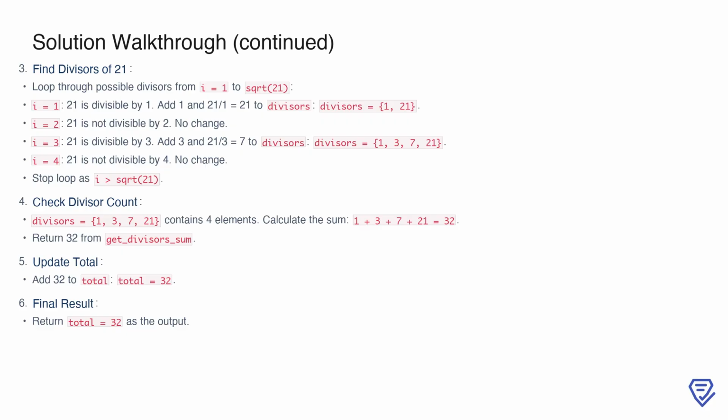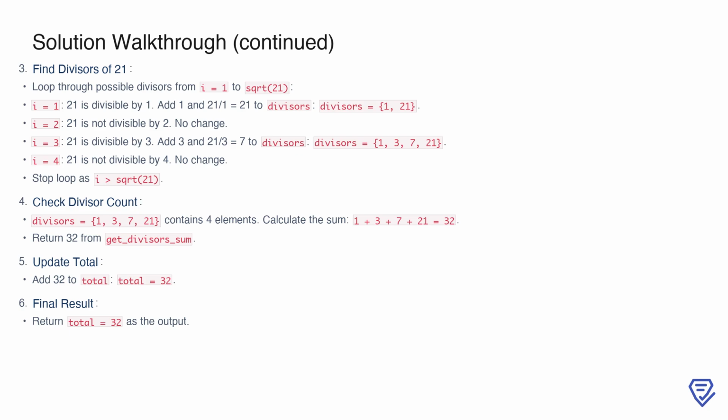Next, we skip 2, since 21 is not divisible by it. For 3, we add both 3 and 7, as 21 divided by 3 equals 7. We continue this process until we exceed the square root of 21. Once the loop ends, the divisors set contains 1, 3, 7, 21. We then check if the set has exactly 4 elements.